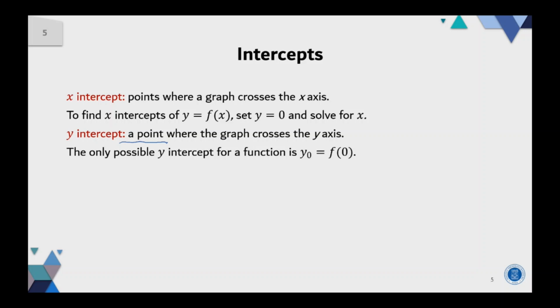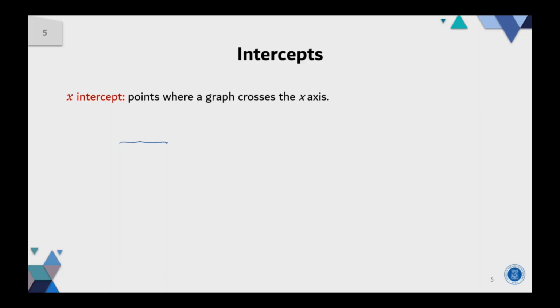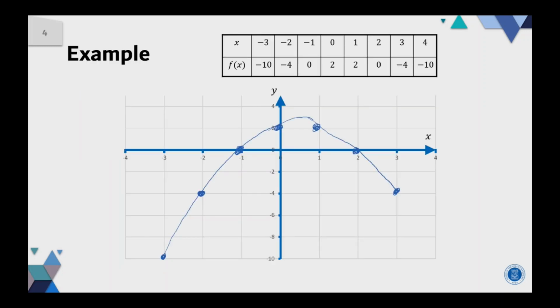What about the example that we have before? Do we have an x-intercept and a y-intercept? Yes, we do. We have x-intercepts, which here are (-1, 0) and (2, 0). These are the x-intercepts, and we also have the y-intercept, which is (0, 2).